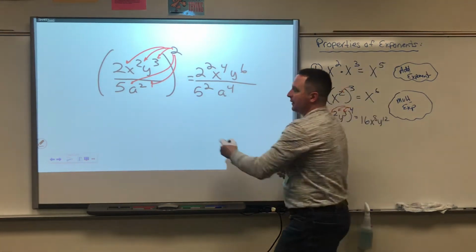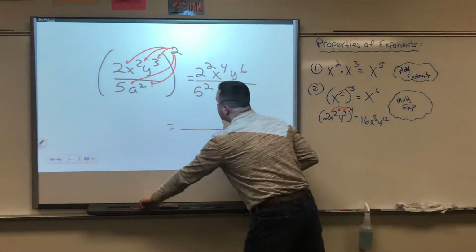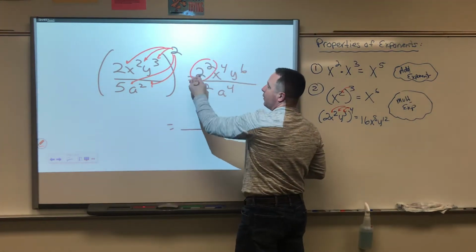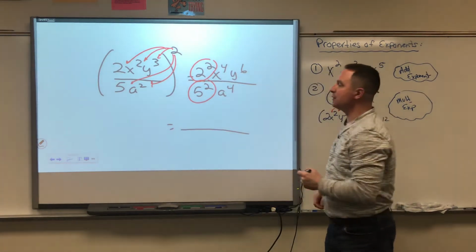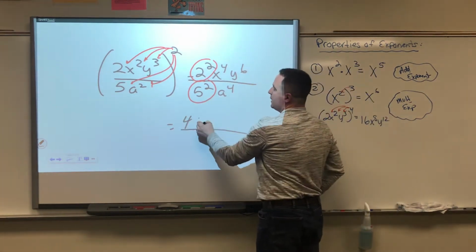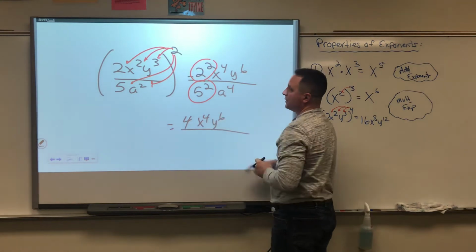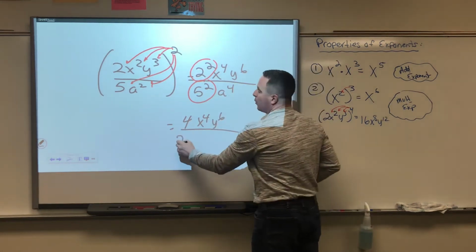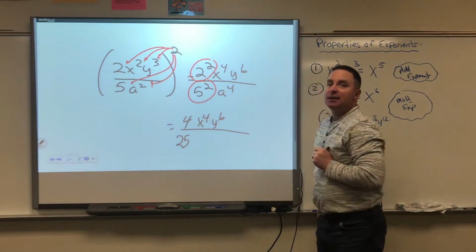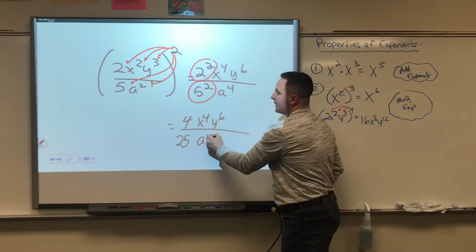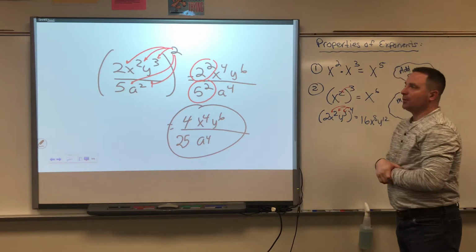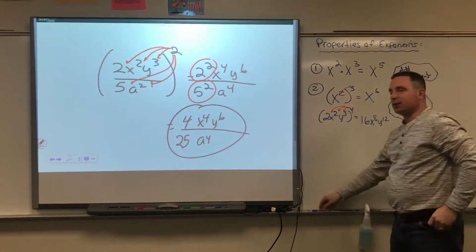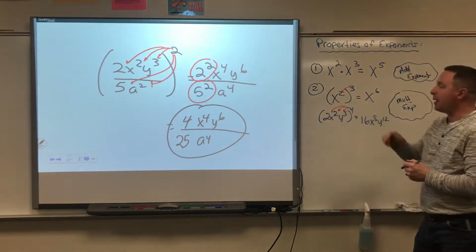Okay? And then like I said a second ago, anytime we have numbers raised to powers, let's do those out. And 2 squared, 2 times 2 is 4, x to the 4th, y to the 6th. And 5 squared is 25. It's not 10, it's 25, a to the 4th. And that would be my grand finale answer there. Okay? So again, all of these are really just an extension of that second property here.